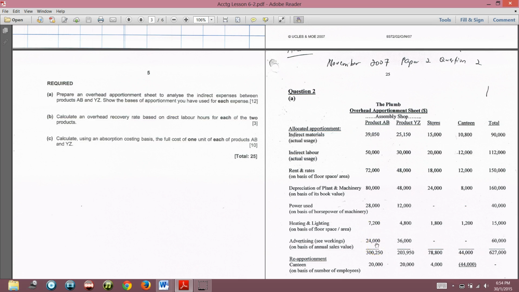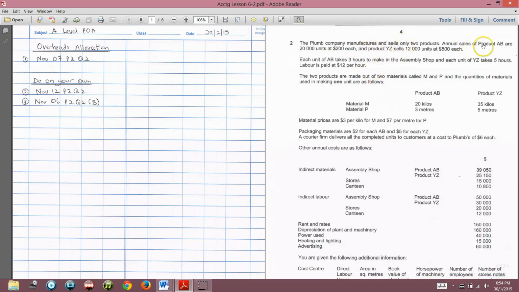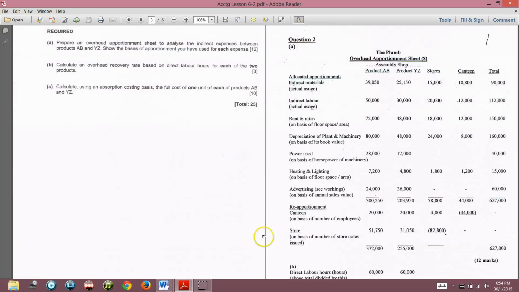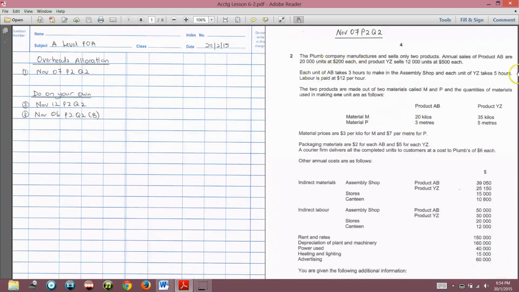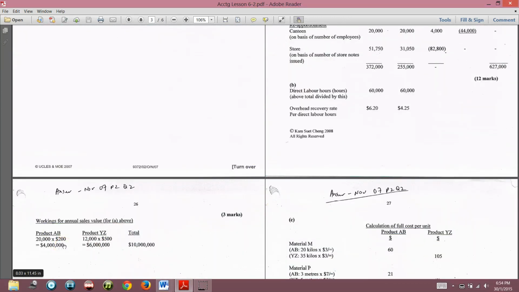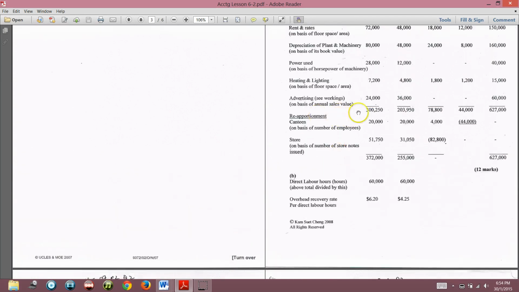Advertising. If you look at the question, you can actually derive the annual budgeted sales value. The sales value for AB would be 20,000 units times 200, which is 4 million. Then YZ is 12,000 units times 500. This is given at the top of the question. I have calculated the sales value for two products. So the advertising will be on basis of annual sales value.